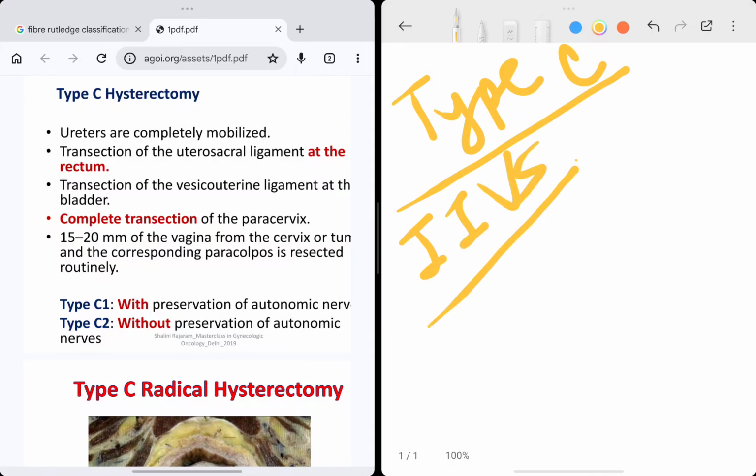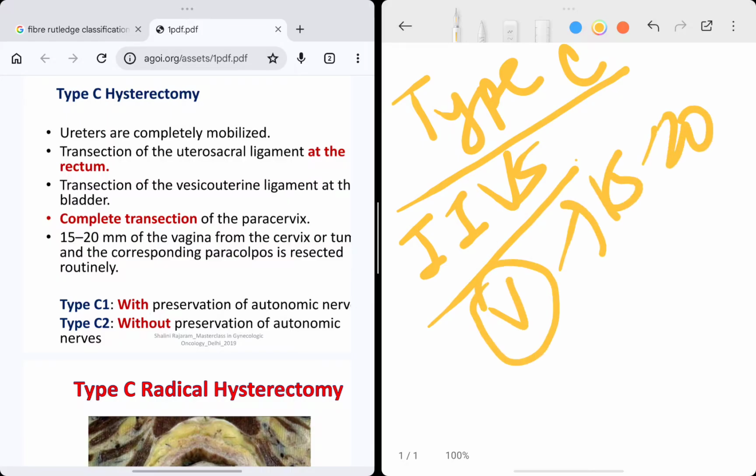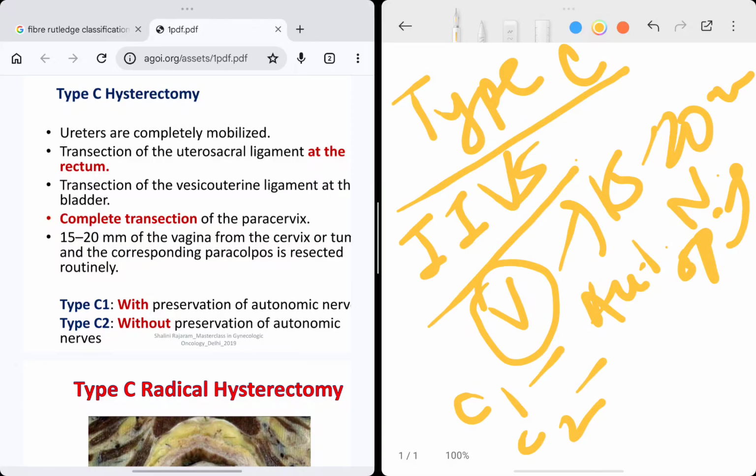So there is transection of the uterosacral ligament at the rectum. So this is just like your radical hysterectomy, where there is transection of the uterosacral ligament at the rectum, transection of the vesico-uterine ligaments at the bladder, and here the vagina is removed 15 to 20 mm. And in the last two, type C and type D, in both these conditions the ureter is completely mobilized. Now type C is further divided into C1 and C2. In C1 there is autonomic nerve sparing, while when there is no preservation of the autonomic nerves, then this is type C2.